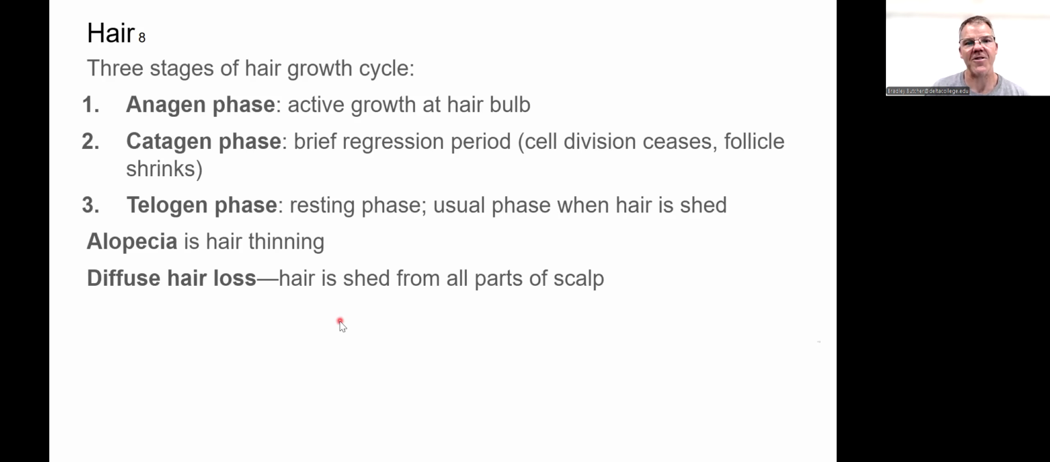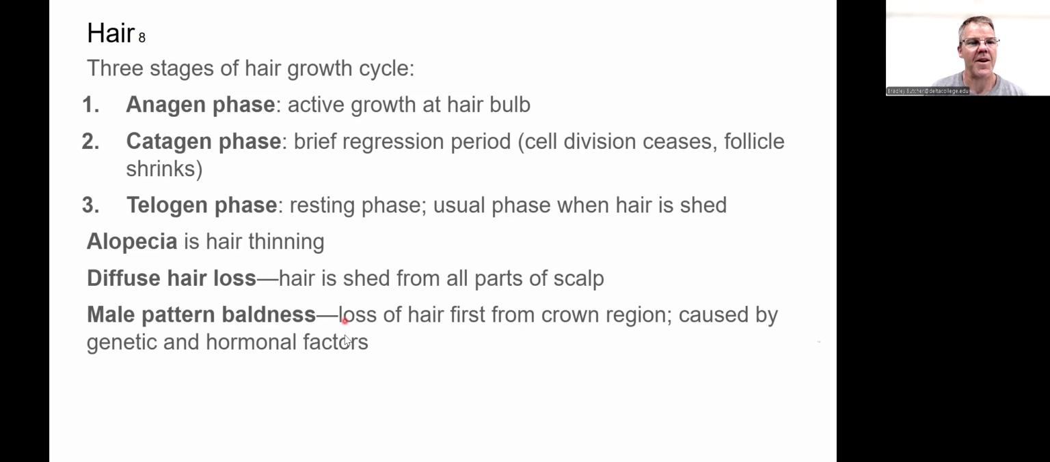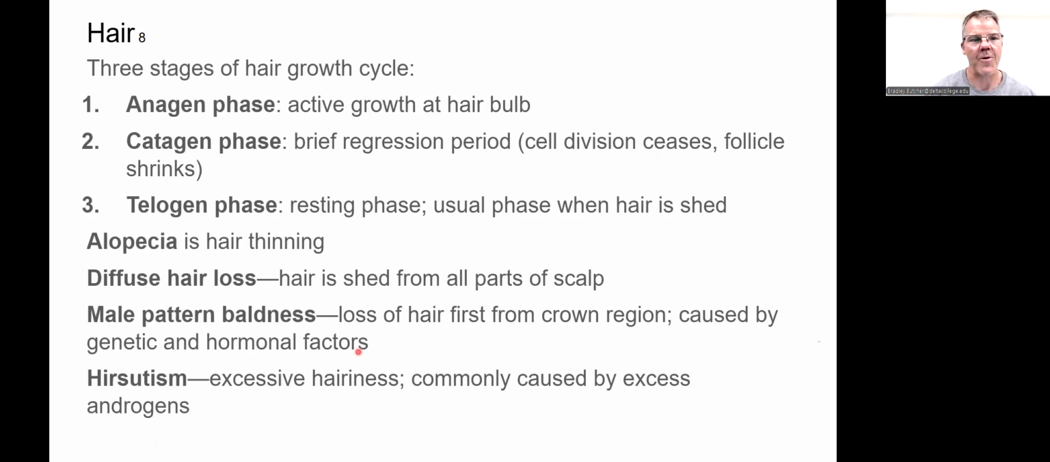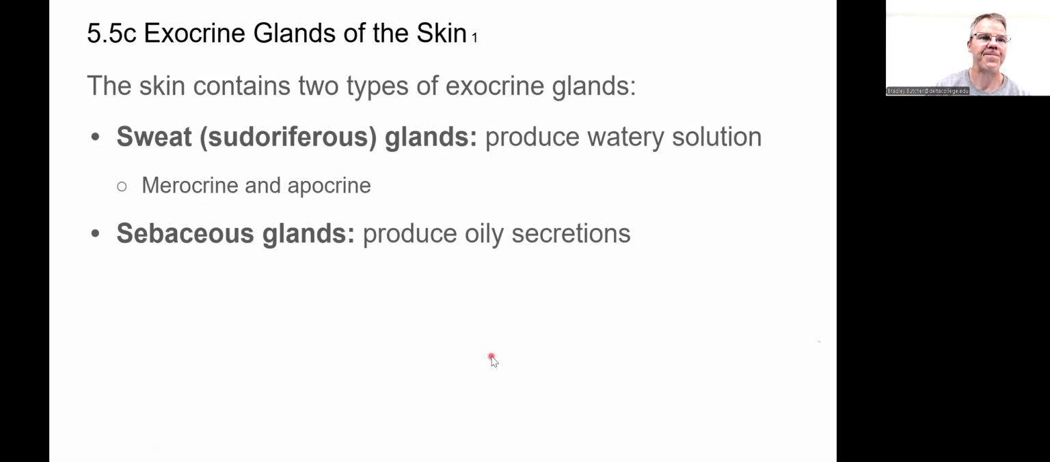Alopecia is the process of hair thinning. Diffuse hair loss, hair is shed from all parts of the scalp. And then male pattern baldness is loss of hair, first from the crown region, caused by genetic and hormonal factors. That's that right down the middle, and you kind of get that halo around the back. So these are just some conditions with hair and stages of hair growth. And then hirsutism is excessive hairiness, commonly caused by excessive androgens, which are steroid hormones that are growth factors.